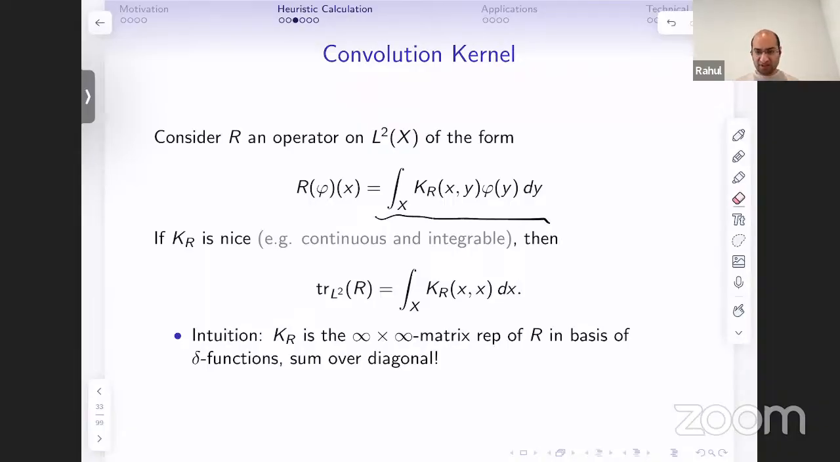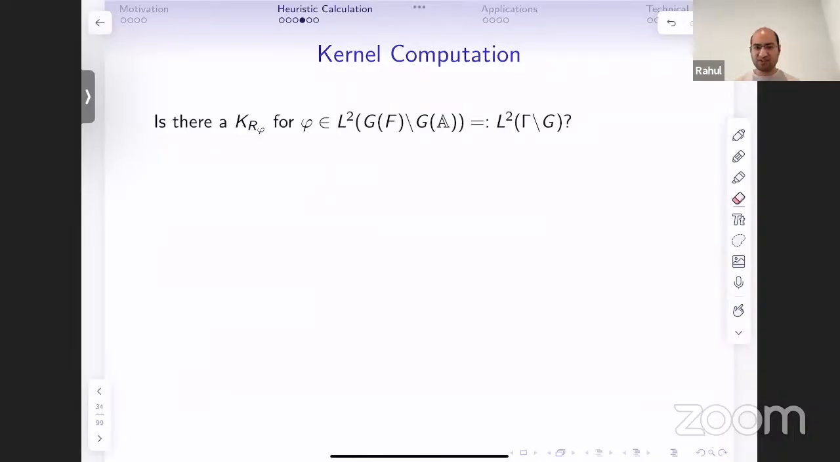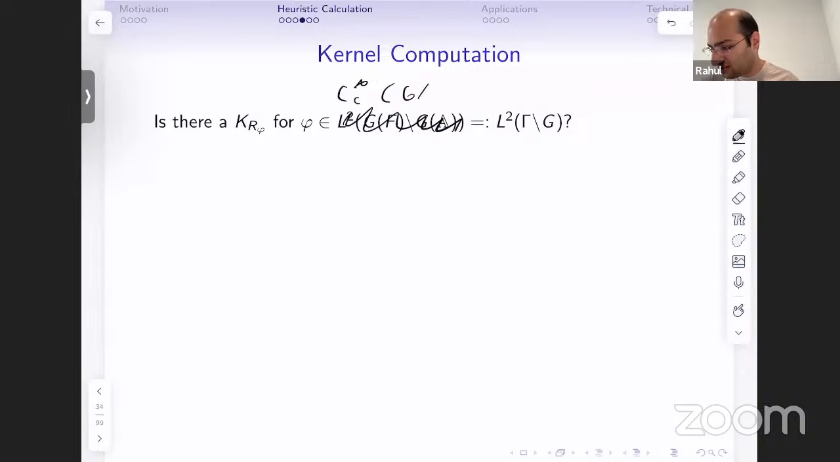Okay, so if we're going to do this, the first thing we have to do is take this convolution operator. We pick a phi inside this L2 space. Sorry, this is a typo. So phi is just maybe a function on the adelic points of the group, and this convolution operator is going to act on the L2 space. We want to see if we can write it as a kernel operator. So let's try doing that.